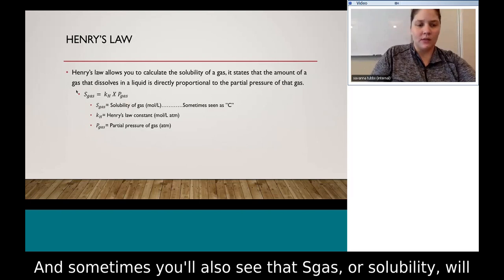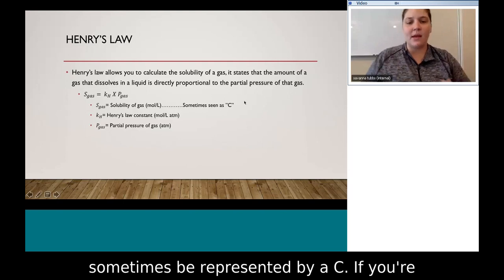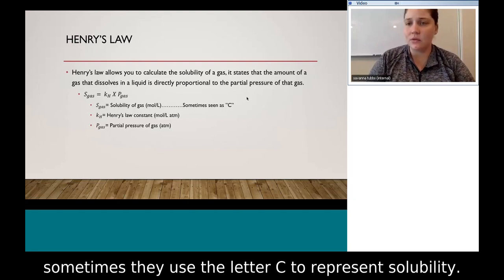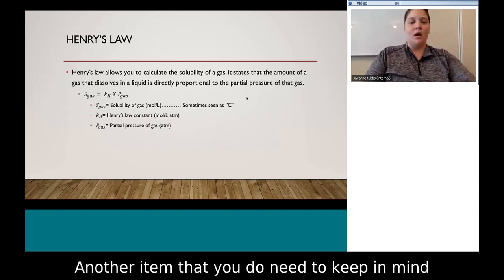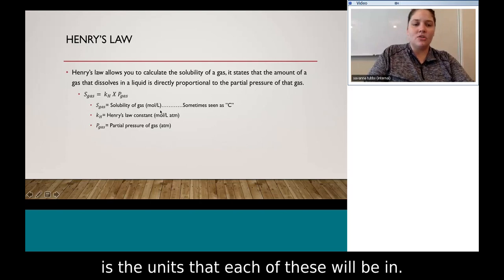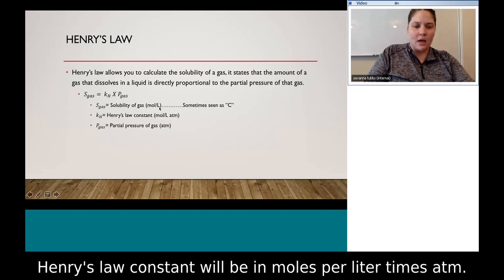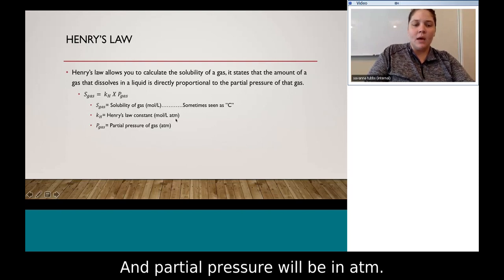Sometimes you'll also see that S gas, or solubility, will be represented by a C if you're trying to look up videos on Khan Academy or anything like that. Sometimes they use the letter C to represent solubility. Another item that you do need to keep in mind is the units that each of these will be in. So solubility is going to be in moles per liter. Henry's law constant will be in moles per liter times ATM. And partial pressure will be in ATM.